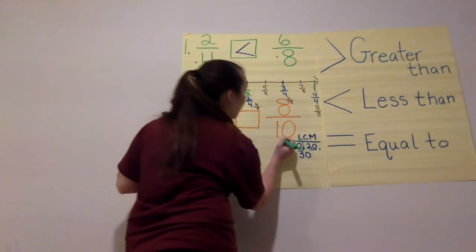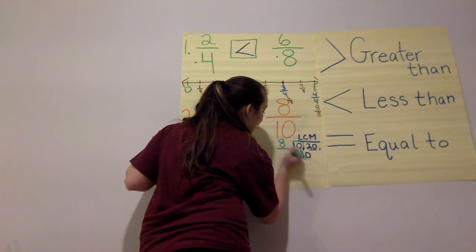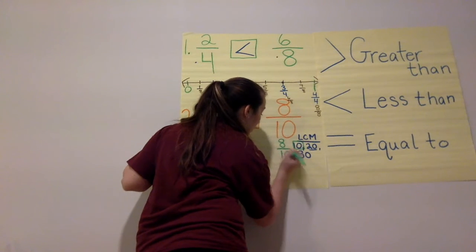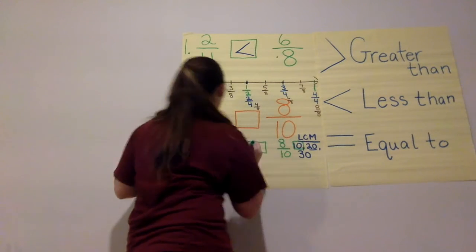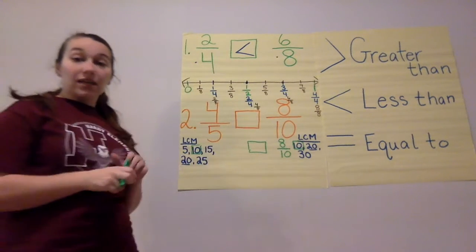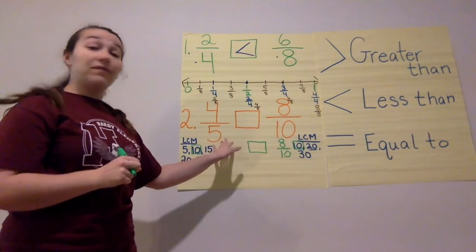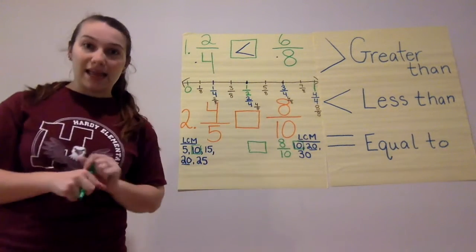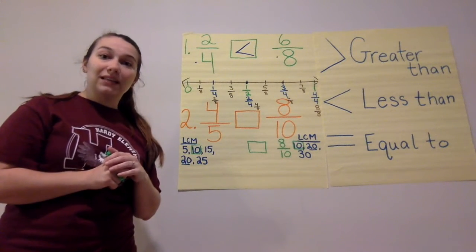Okay, so I'm just going to move this down. Right, 8 tenths. What about over here? Do I need to change anything? Yeah, I do, because right now I'm in fifths, and I need to get to tenths. So 5 times what is going to give me 10?